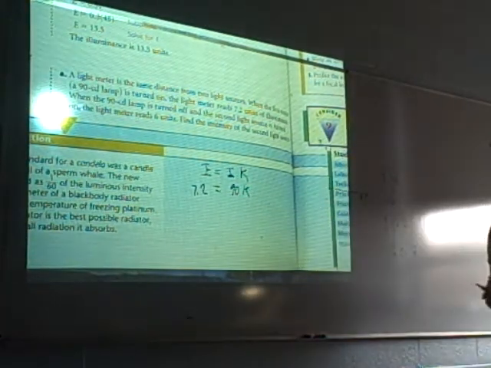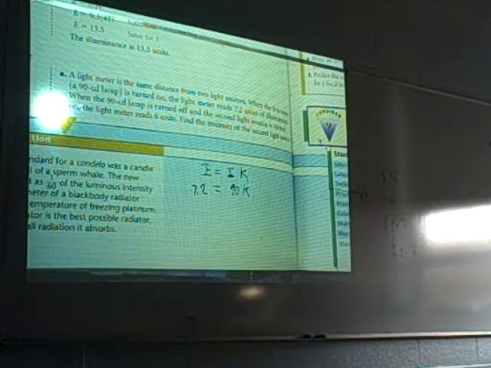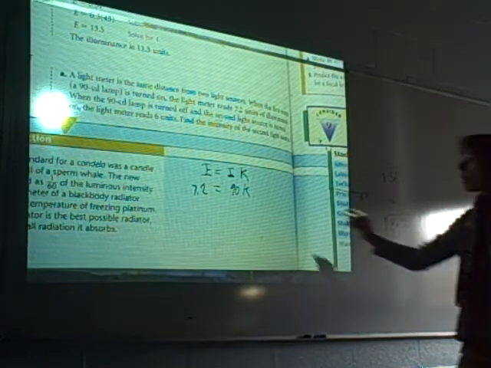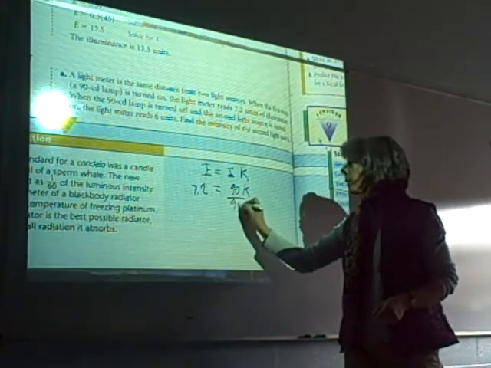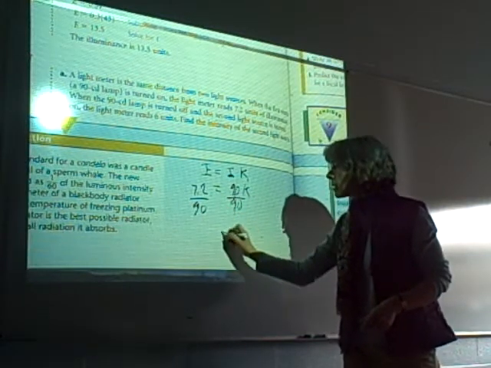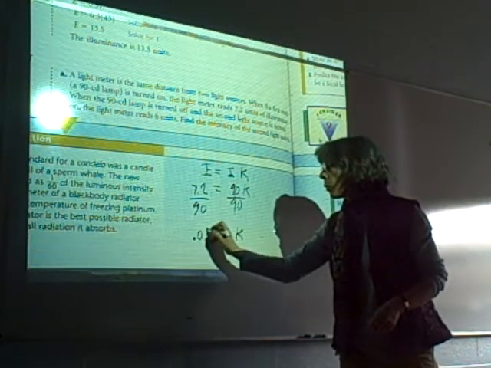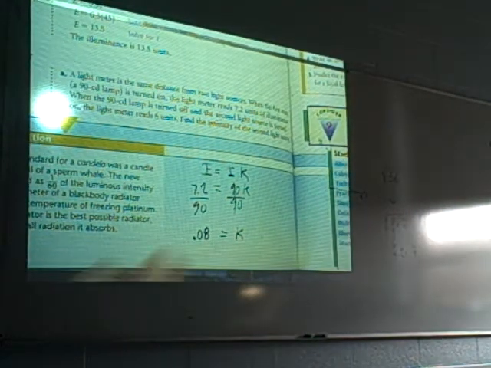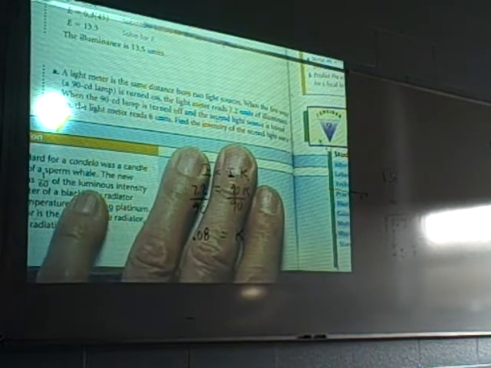Okay, so can I figure out what my constant is? Yes. 7.2 divided by 90. I want K by itself. So K is equal to 0.08. Okay, the constant is very small. Okay, let's read the second part of this.